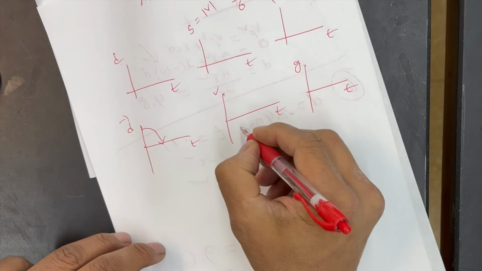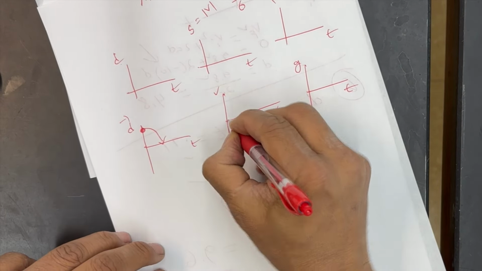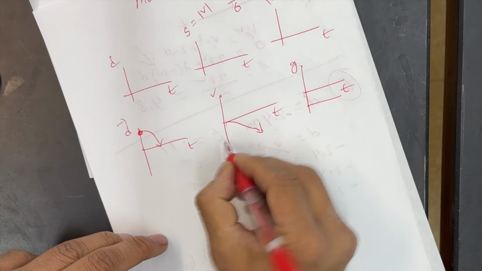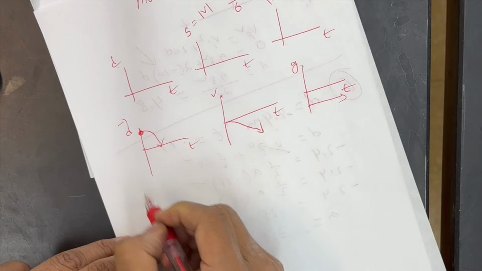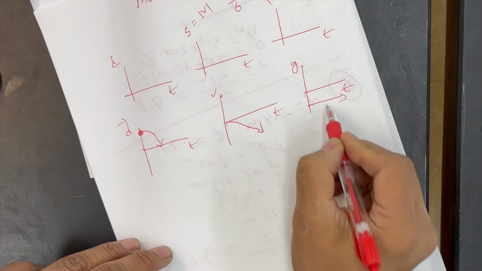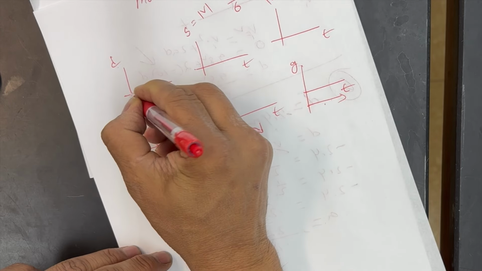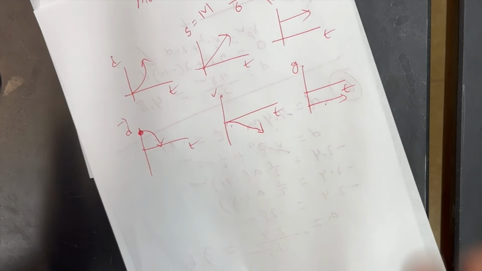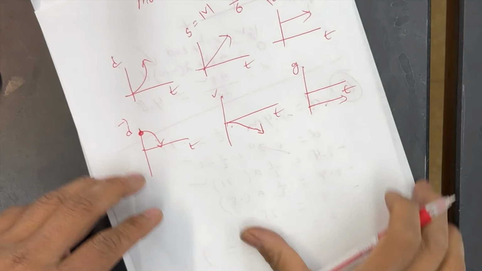Here the velocity is 0 because the initial velocity when you drop something is 0, and the slope of this one is this one. The slope of this one is this one, the absolute value of this one is this one, and the absolute value of this one is this one. Okay, now let's see what is happening over here.